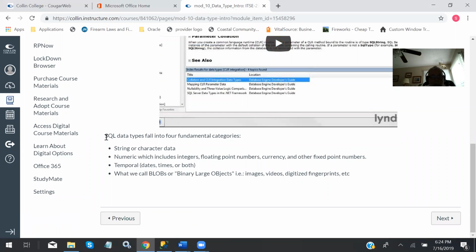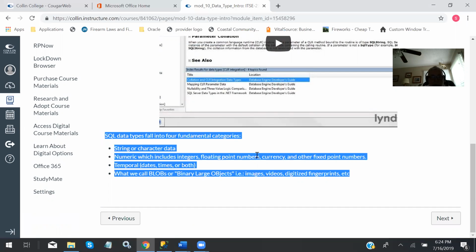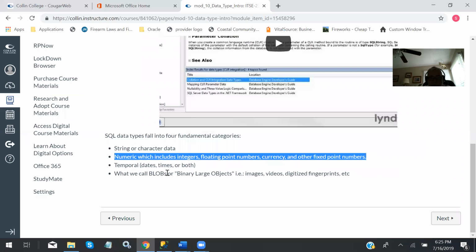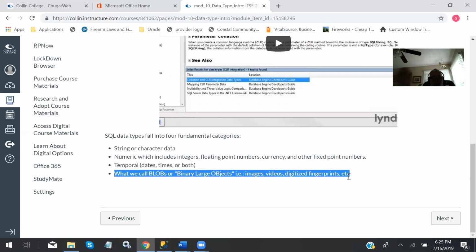Okay, here's the bottom line: data types are fundamentally four things. There's strings or character data, numeric, numbers, and times, dates, or both. And this last one isn't very exciting, but I thought I'd mention it.